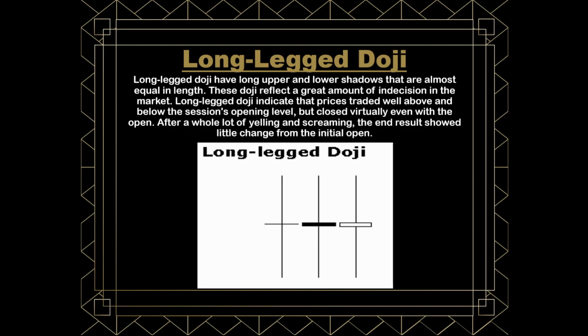And something to keep in mind with long-legged dojis and candlesticks in general is the price range. If a stock is $1, most likely the candlestick's range is going to be 5 cents, 10 cents, compared to a stock that's $20, where one candlestick could have a range of 25 cents to 50 cents. So it's always important to keep in mind with candlesticks the price and the price range, managing your risk and reward with these candlesticks.